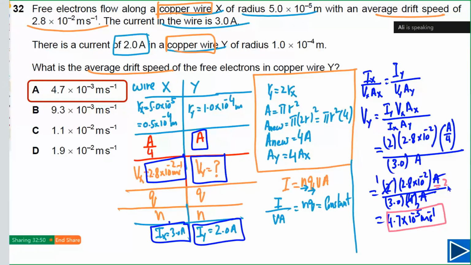This one you can also write down. This is 2.8 times 10 to minus 2, and this is divided by 6. And then you will get this answer. So this is how you can answer this problem. Very nice question. If you understand this problem, it means a lot of questions about transport equation you can answer. Comparison is very important.